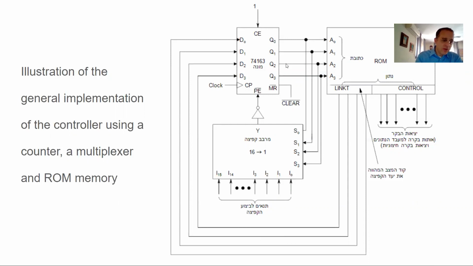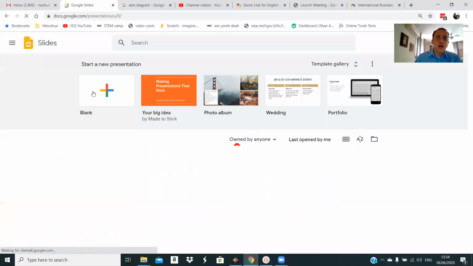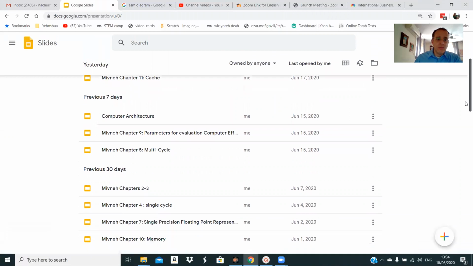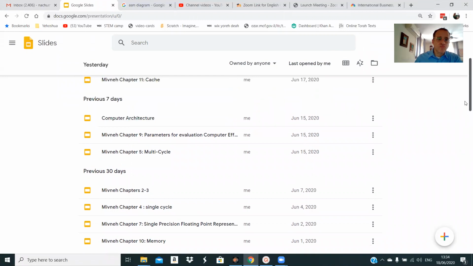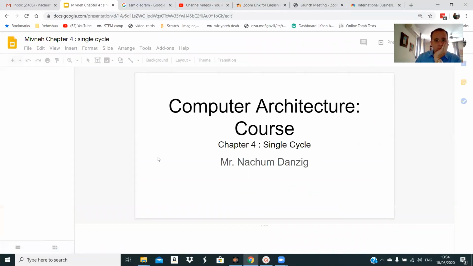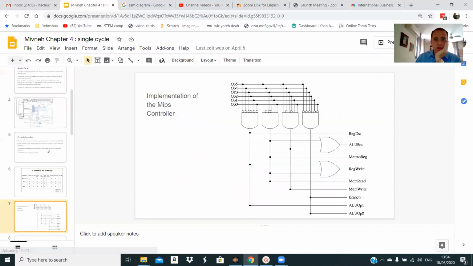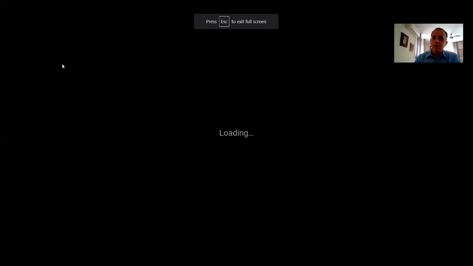Well, actually, you know what I want to do first? Let's go back to a different set of slides, and let's see if I can find it quickly. Maybe it's here. This is when we discuss single cycle. And I think, yeah, there we go. Oh, I found it. That is satisfying, to not have to look through 300 slides, but to find it quickly.